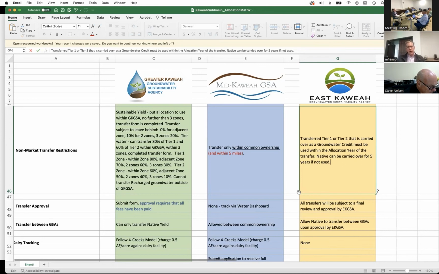So this is one that we'll talk about either later this afternoon or at a future meeting. We'll need to talk through these transfer restrictions because you have three different approaches here. And the question is, for example, in Greater, would it make sense to have totally different market transfer restrictions than the ones that are here? We talked about these triggers, which is a much simpler restriction.